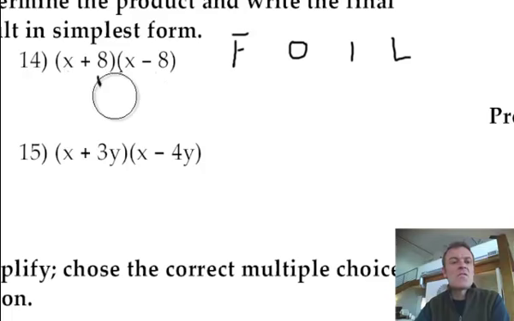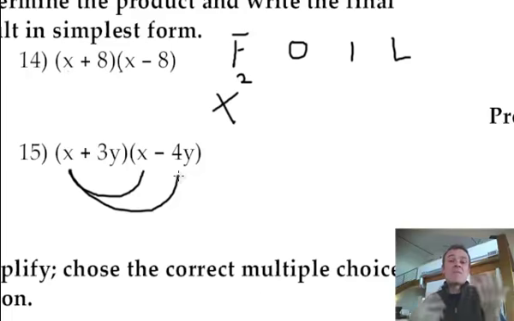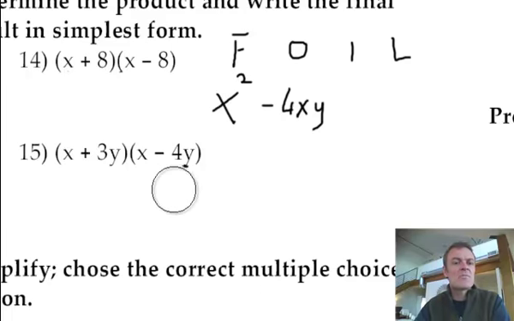So again, with the FOIL. X times x is x squared. Now be careful with this one. X times negative 4y. Well, when you're multiplying two different letters, a times b is just ab. So x times y is just xy. It's got a negative 4 there, so the outer is negative 4, and in alphabetical order, x, y. Negative 4y with an x is negative 4xy. That's the first and the outer.